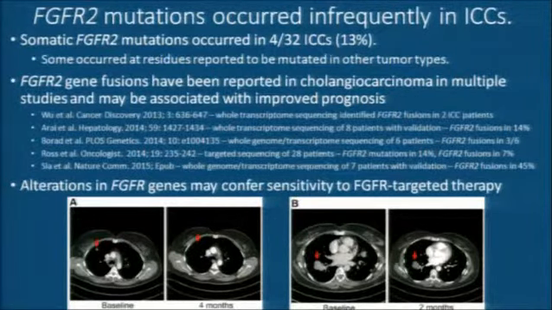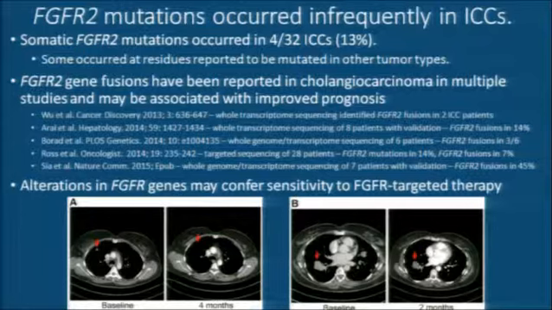The FGFR2 story in cholangio, I think, is one of the more exciting. We found somatic FGFR2 mutations, so we were doing exome sequencing, so these are small point mutations, but we found them in 13%. Importantly, some of these occurred at residues reported to be mutated in other tumor types, so we do think that they're probably functional. But several other studies, I started to try to update this list to get them all, but I couldn't even fit them on the slide.